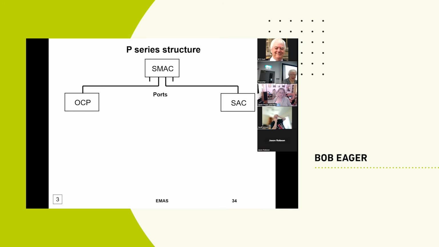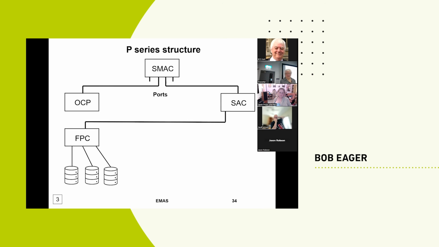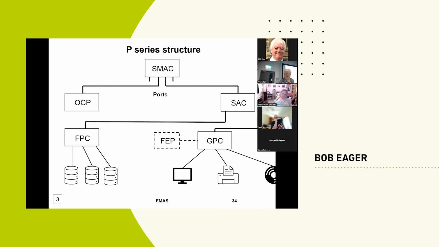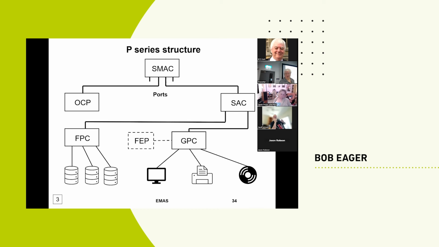Here's the structure you have. The SMAC has 4 ports on it, and normally you just connect an OCP to one and a SAC to another. And then the file peripheral controller and the disk go into the SAC. The GPC goes into the SAC, and you have a front-end processor who works bits and pieces. And just to make it obvious when you're reading the slides afterwards, if you do, that's how it works.